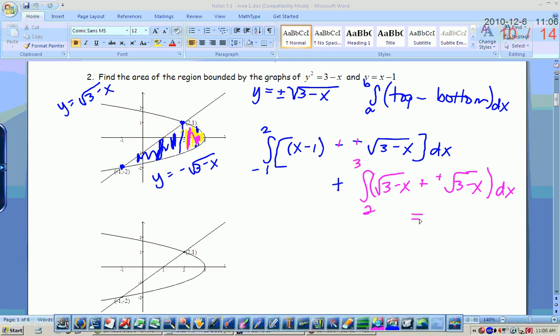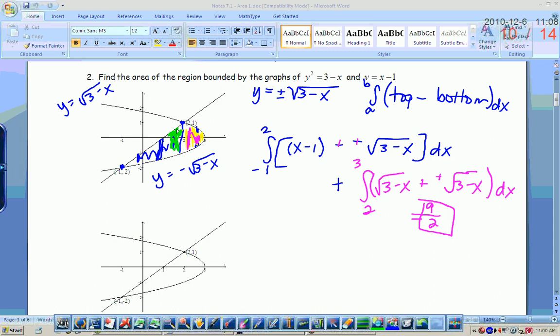When you type this into your calculator, you should get 9/2. Okay, is the part in question kind of this part right here, or just the triangle? Okay, just the triangle right here.